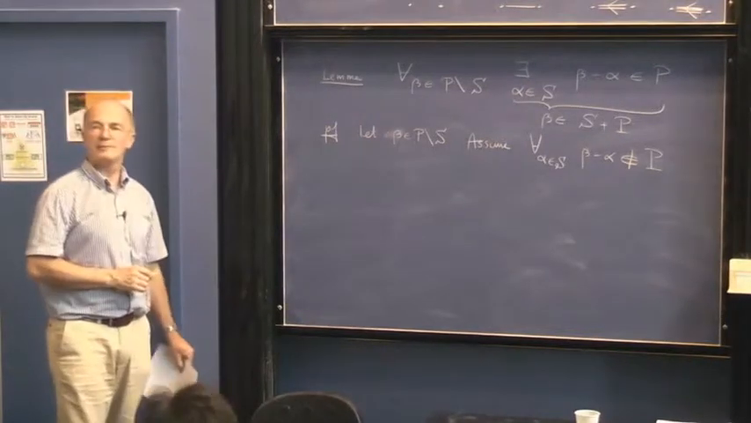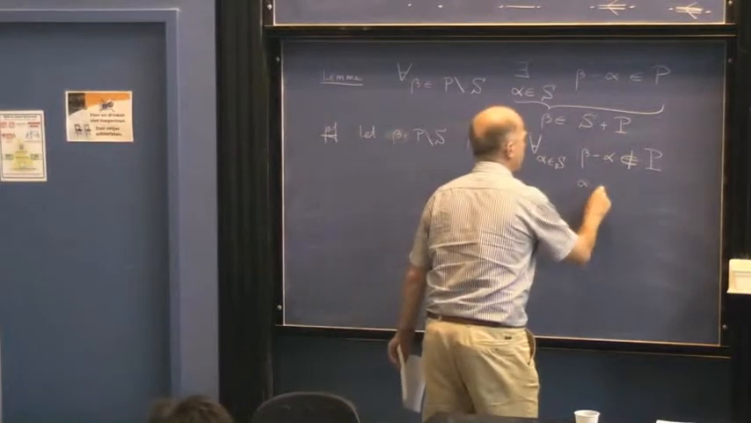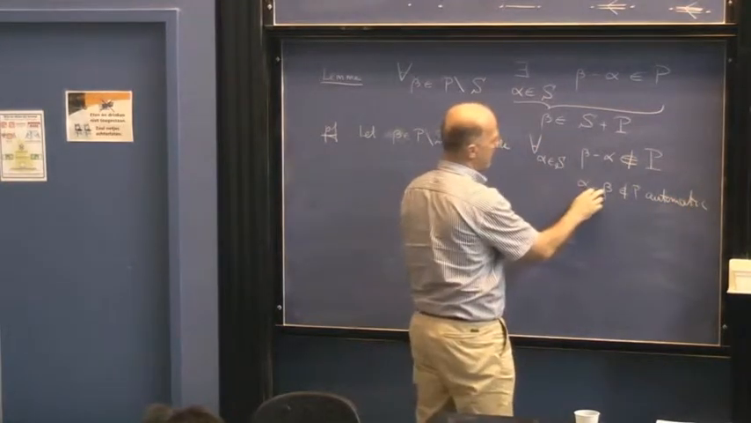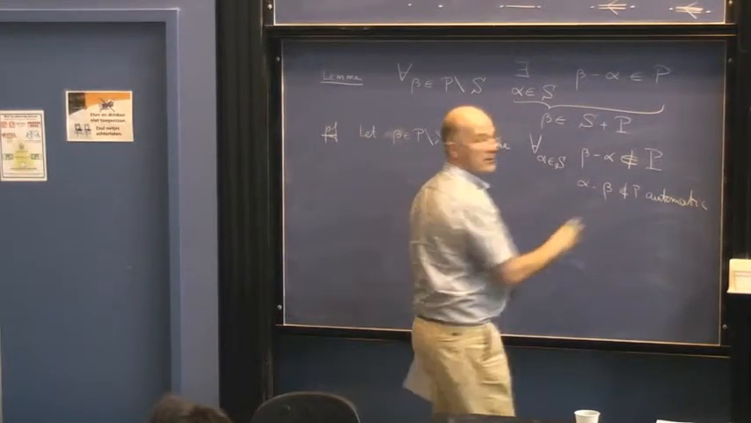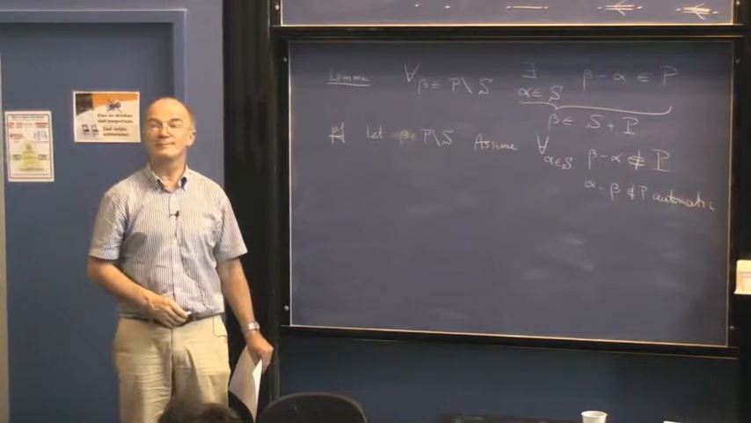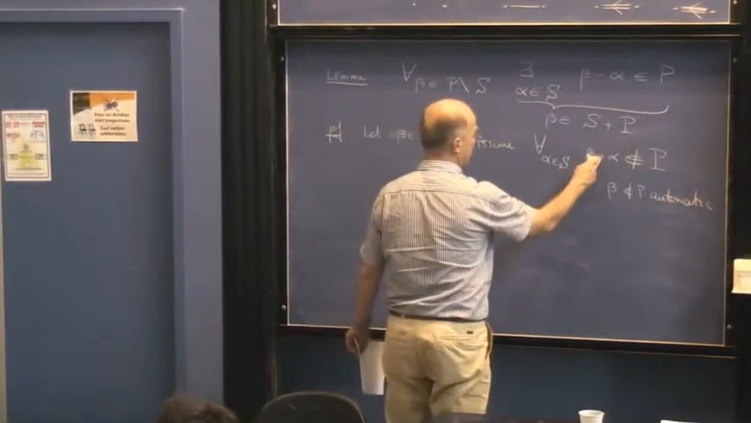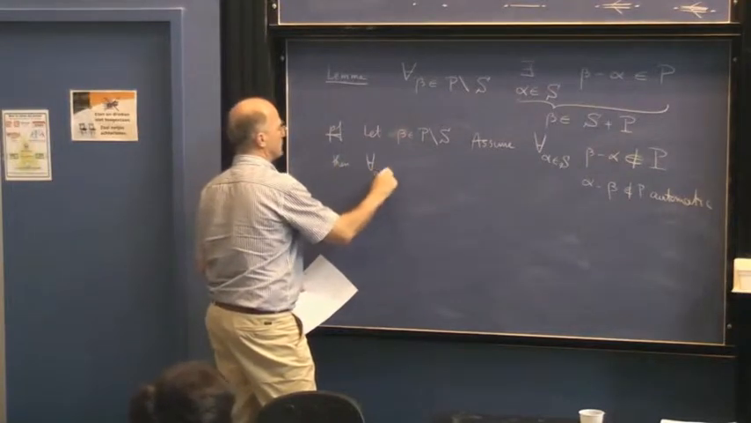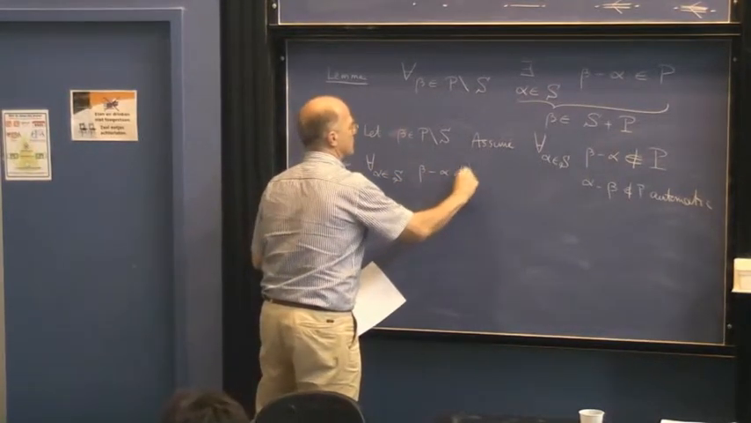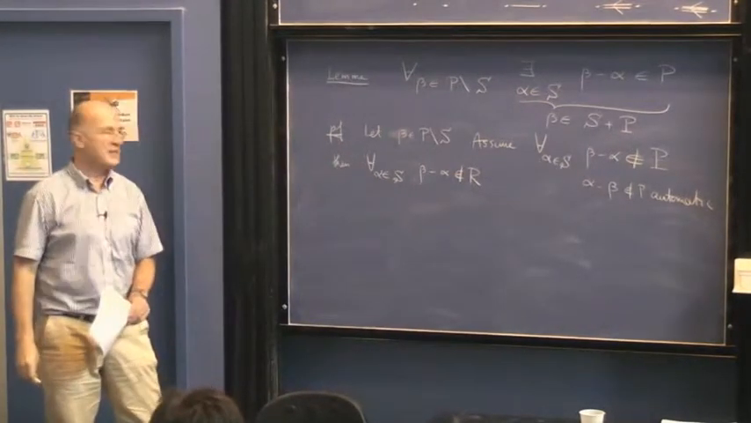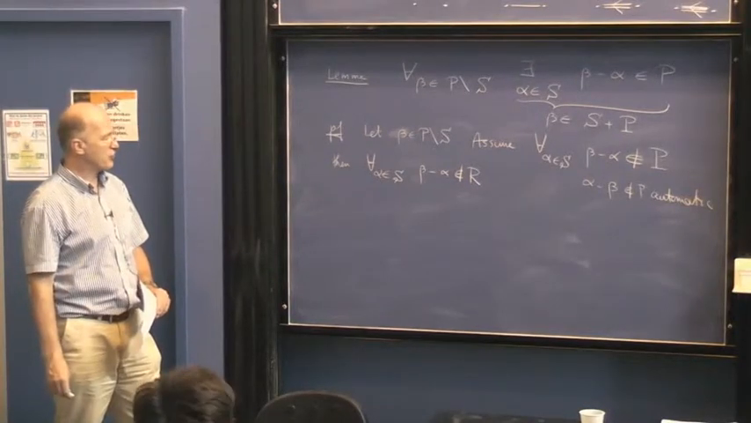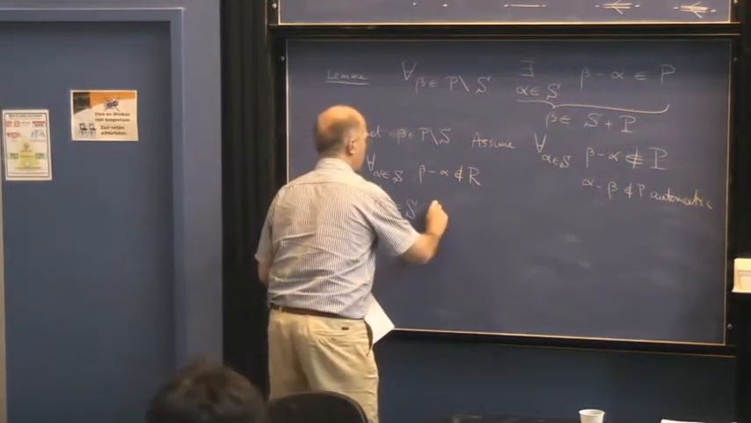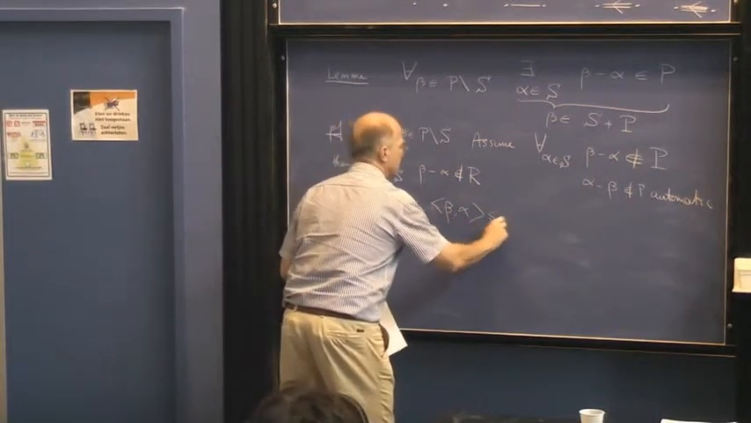Now, since alpha is simple, alpha minus beta is not a positive root, it's automatic. Because if alpha minus beta were a positive root, then alpha could be written as the sum of beta and a positive root, which means that alpha could not be simple. Now, if both of these statements are true, then it means that beta minus alpha is not a root. But we've seen that this is only possible if the angle between beta and alpha is not strictly acute. So that means that these inner products are at most 0.